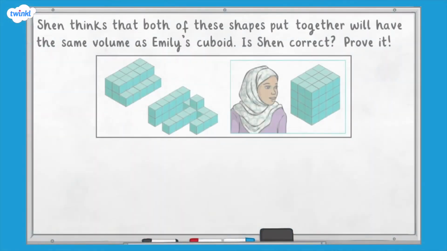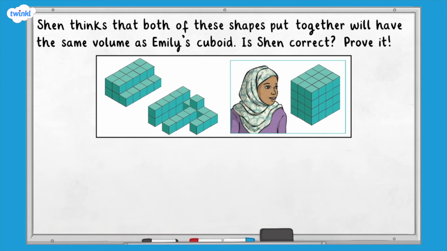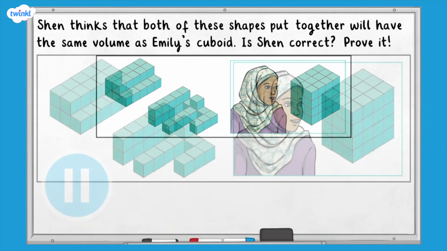Now, I think you're ready for a challenge. Let's take a look. Shen thinks that both of these shapes put together will have the same volume as Emily's cuboid. Is Shen correct? And can you prove it? Pause the video here and have a go at the question, and then press play again when you're ready to continue.